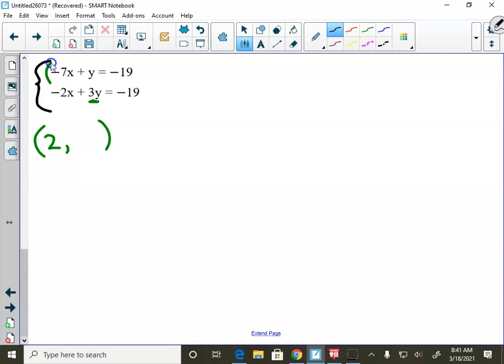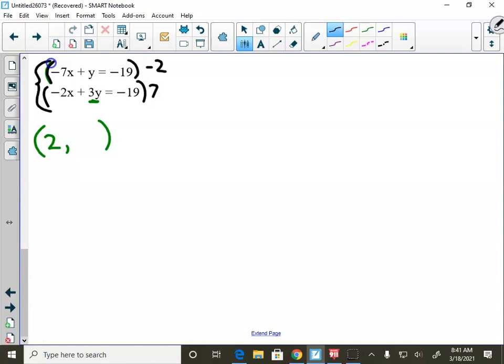So what I'm going to do is I'm going to multiply both equations. So I'm going to multiply the top equation by the coefficient of the bottom one. So I'm going to multiply the top by negative 2. And I'm going to multiply the bottom one by the opposite of the coefficient of the top one. So I'm going to multiply this one by positive 7. So what that's going to do, well, you'll see what it's going to do.